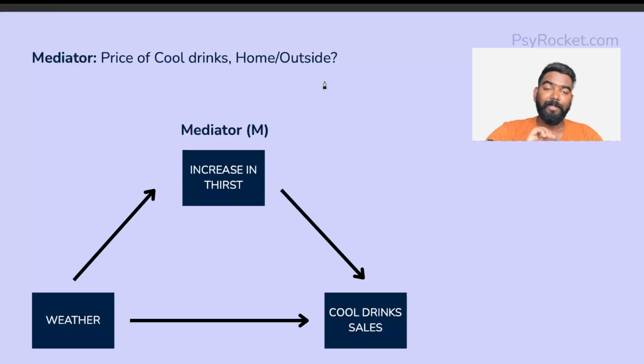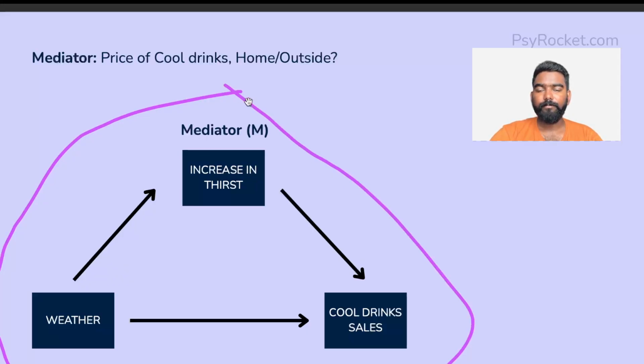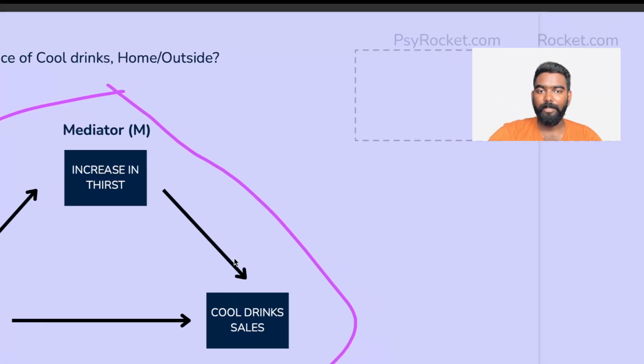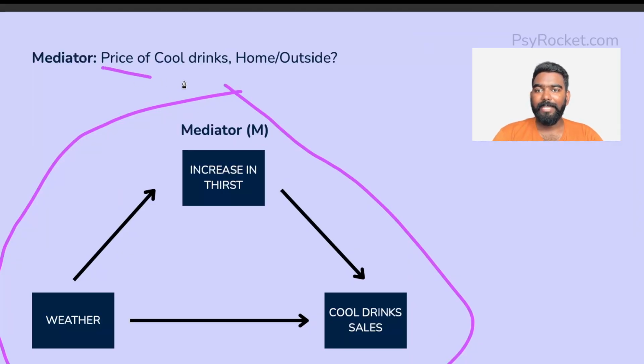Now let us see something much more complex. We'll bring multiple moderators into this particular mediation model, and we will see where exactly placing that moderator is appropriate in this model. Suppose we take the price of cool drinks. There are various causations here. Weather will cause an increase in thirst, obviously. Tell me whether the increase in thirst depends on the price of cool drinks.